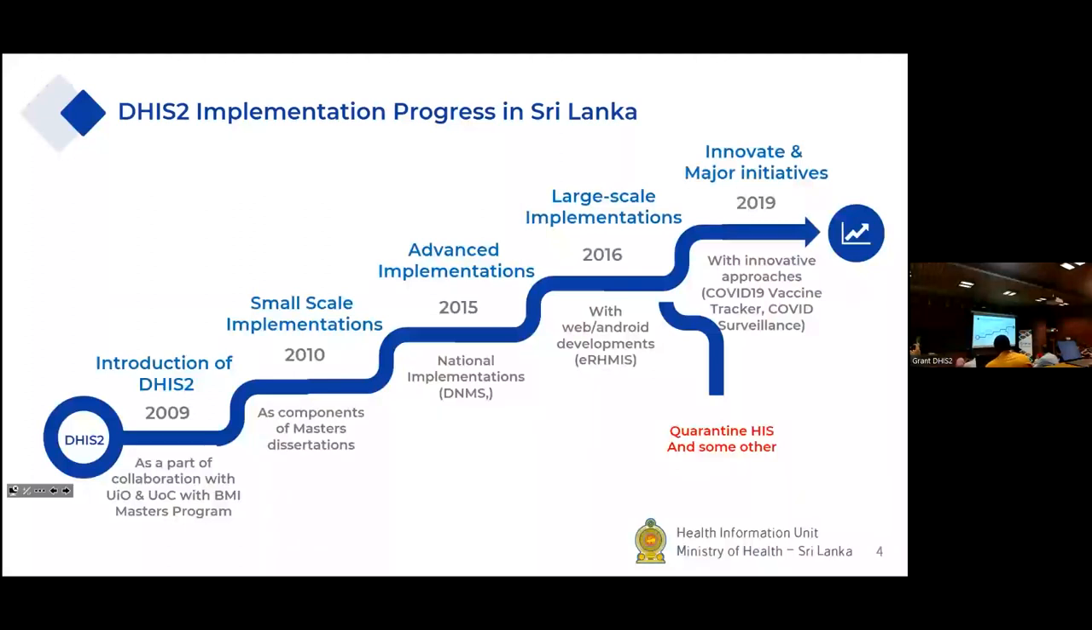with the master's program. Gradually, students were developing programs and doing small scale implementation. Some advanced implementation started around 2015, led by Dr. Pamod, who is behind the national implementation of the nutritional programs. Then there was gradual scaling up, including reproductive health information systems. And especially in 2019, with COVID-19, an innovative COVID-19 vaccine tracker and COVID surveillance were developed and deployed nationwide, that's the important thing.